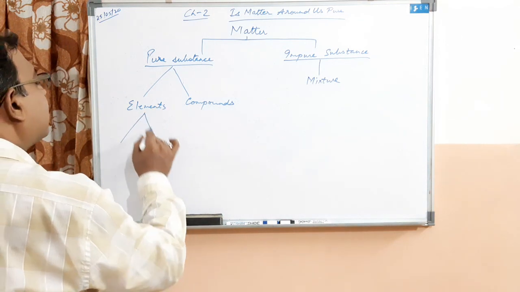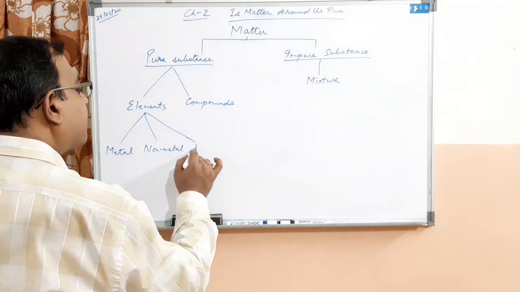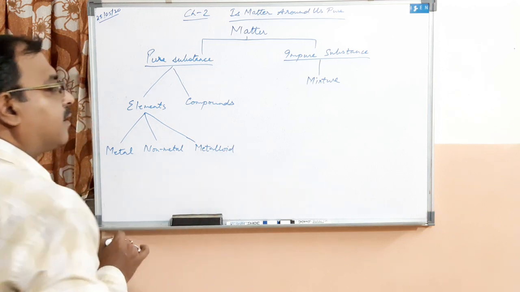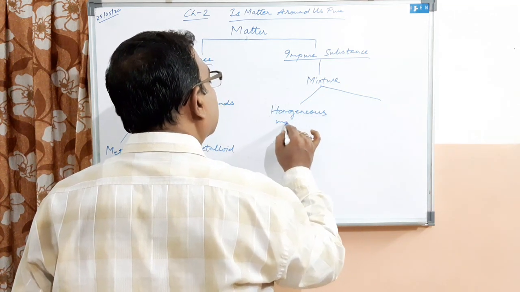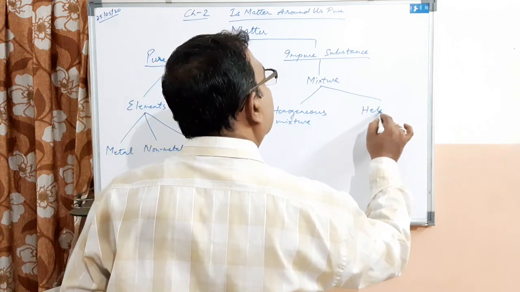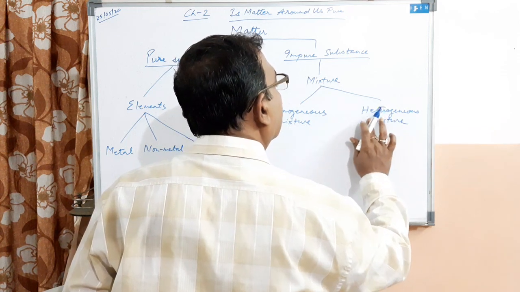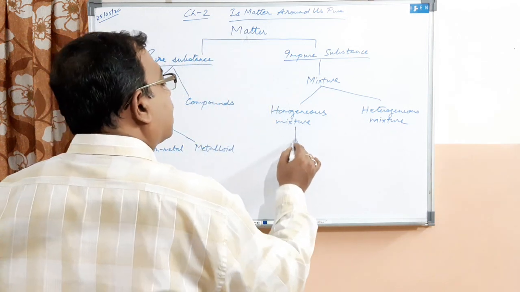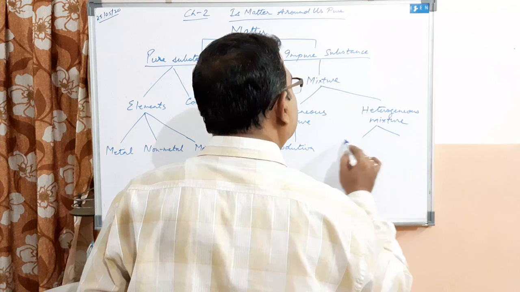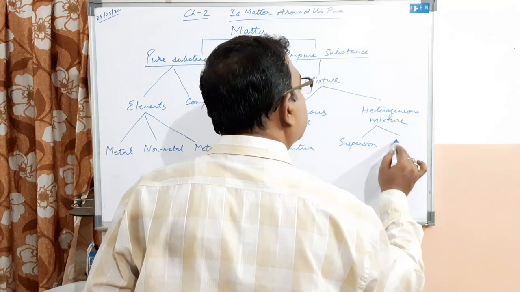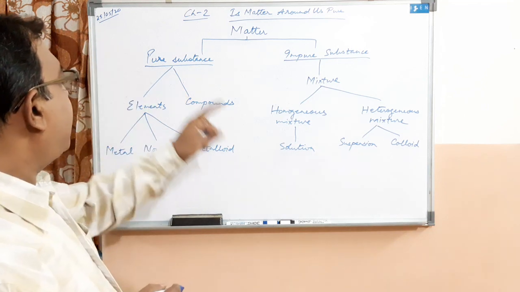Again, under element, you have metal, non-metal, metalloid, and again in mixture you are having two types. One is homogeneous mixture, another is heterogeneous mixture. Under homogeneous mixture, you are having solution. Under heterogeneous mixture, you are having suspension and colloid. So in this way, matter can be classified.